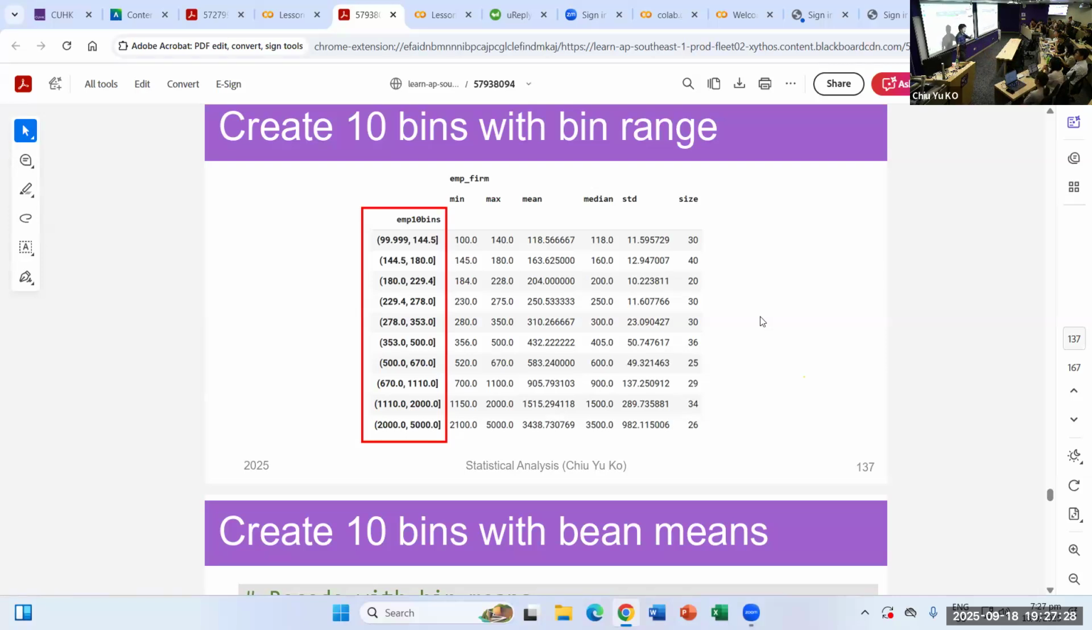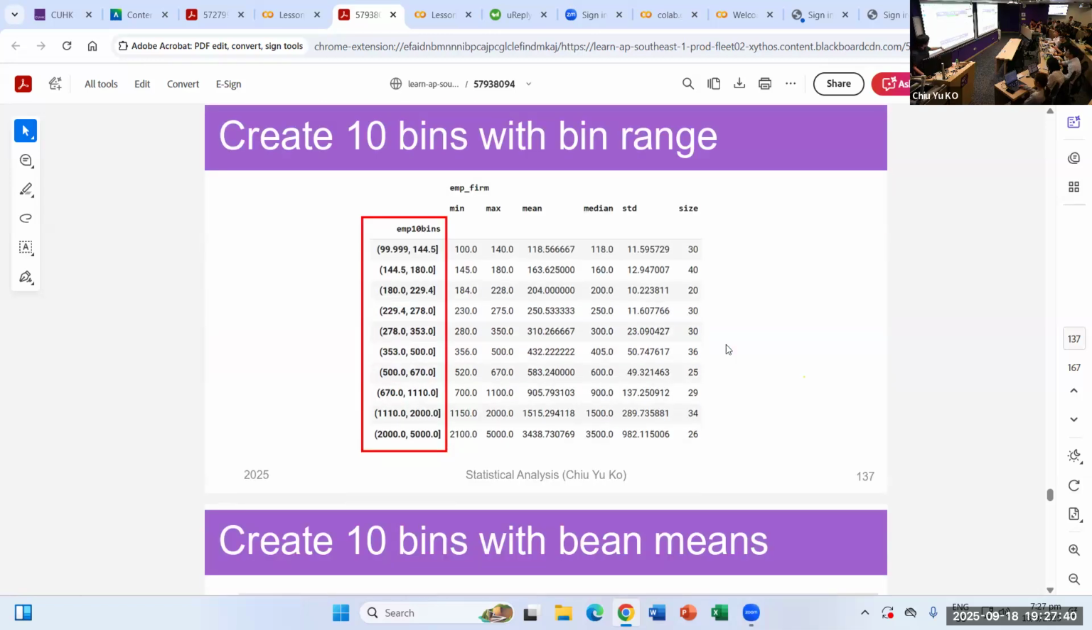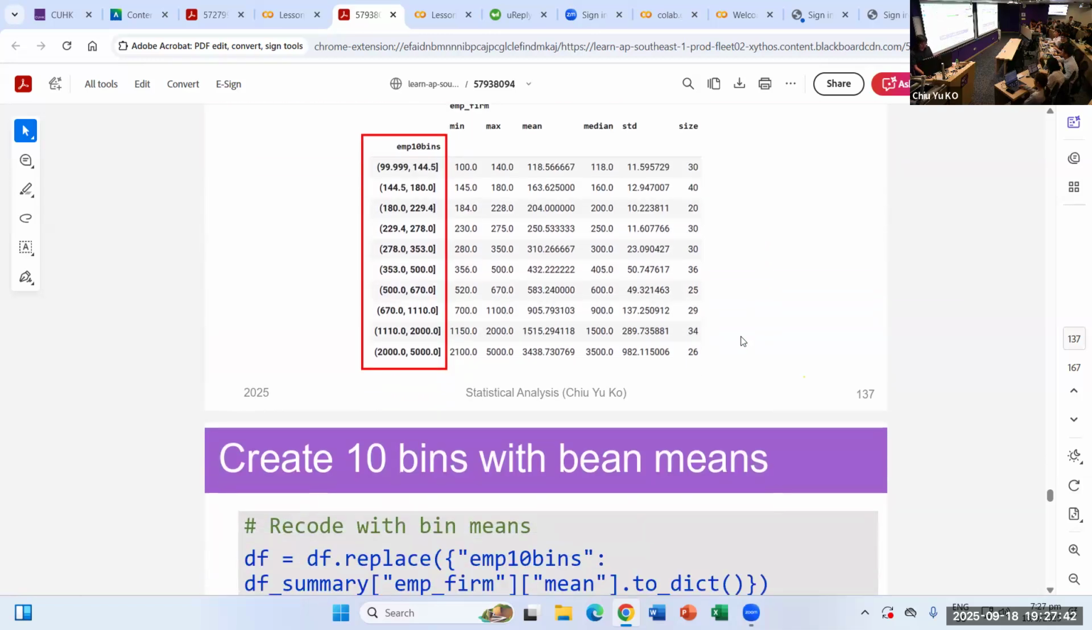Supposedly you should cut everything evenly, but there's an issue with data bunching at the same number. There is some problem there, but anyway, this is what we do. If the data is big, you don't have this problem.